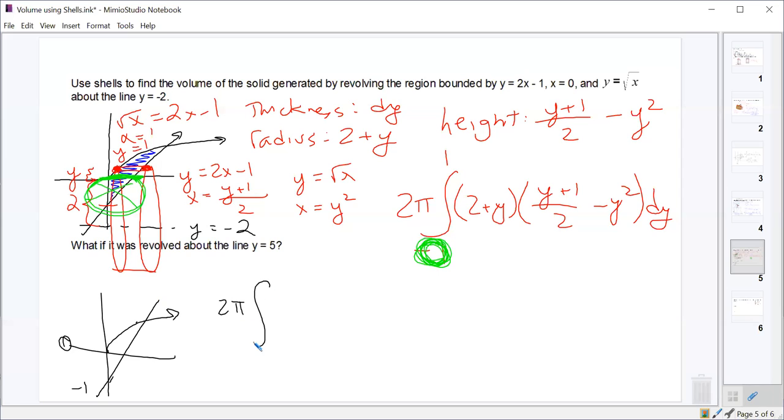2 pi times the integral from -1 to 0. And is that going to affect the height? I'm sorry, is that going to affect the radius? The radius would still be that 2 plus the y value, right? Because the y is going to be negative there. So the radius would still be 2 plus y. But the height from -1 to 0, the rectangles in this piece, are just y plus 1 over 2.